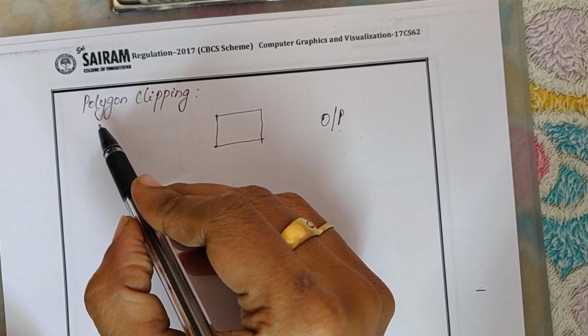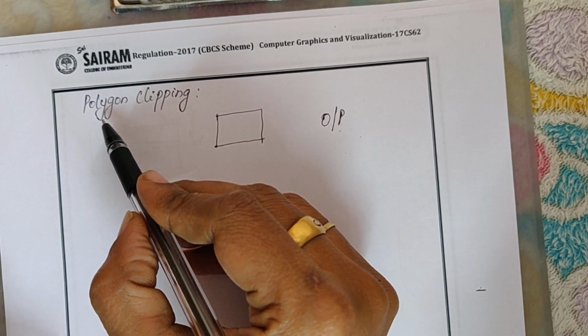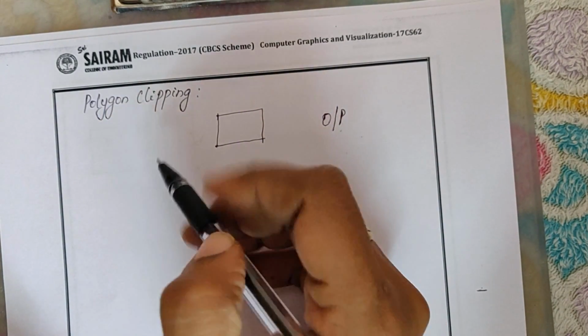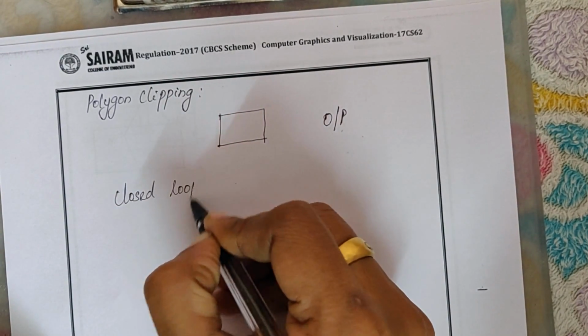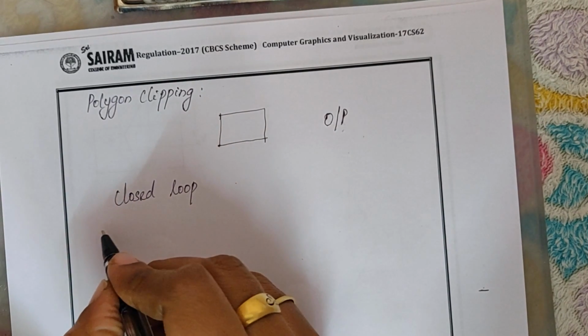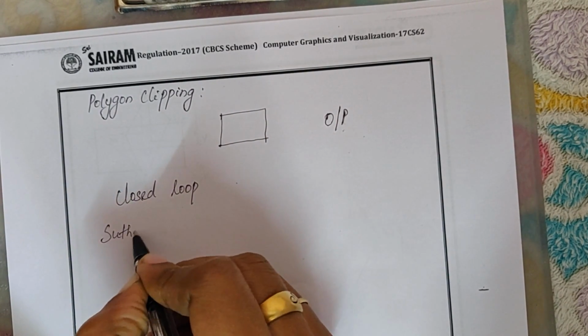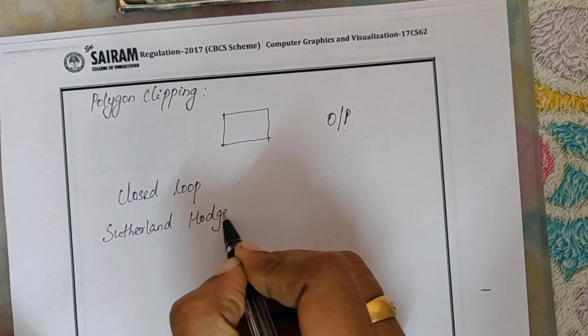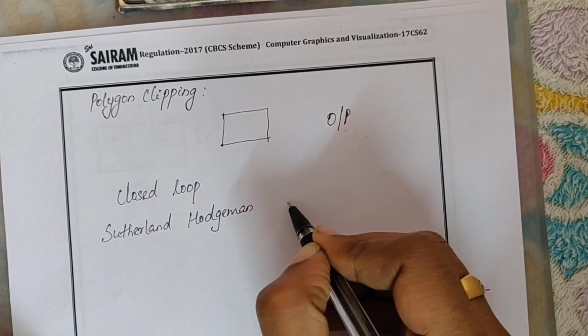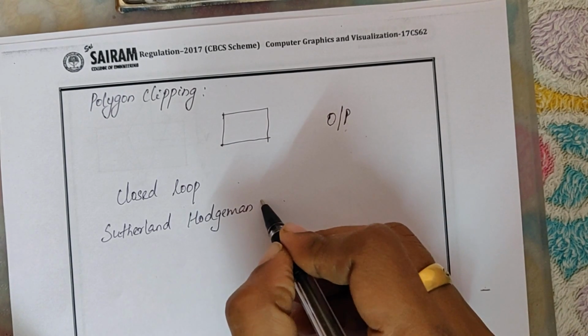Now we know one of the features of a polygon is that it should have a closed loop. Now we will be using the Sutherland-Hodgman clipping algorithm to clip a polygon.